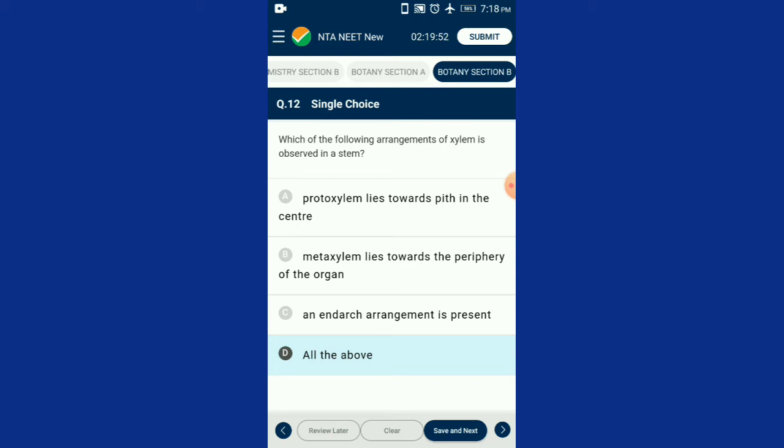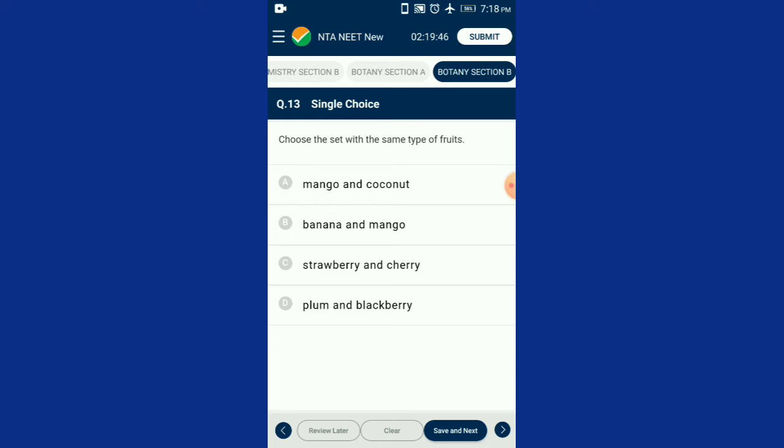Question number 13. Choose a set with the same type of fruits. In mango and coconut, the fruit is known as drupe. They develop from monocarpellary superior ovaries and are one-seeded. In mango, the pericarp is well differentiated into outer thin epicarp, middle fleshy edible mesocarp, and an inner stony hard endocarp. So the answer is option A, mango and coconut, same type of fruits.